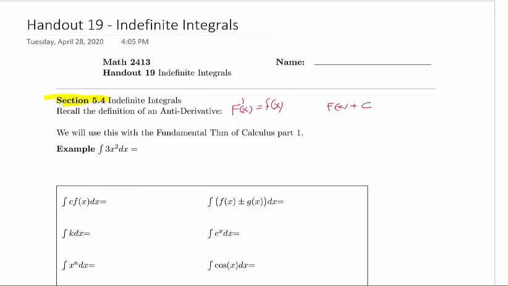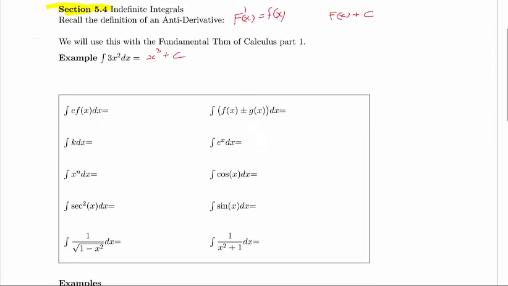Okay, and so we're going to be using the fundamental theorem of calculus part 1 to take advantage of that constant. Fundamental theorem of calculus part 1 says that this inside function here, when we take the integral of this, will in fact be the most general antiderivative, which is simply x cubed plus a constant. If you take the derivative of x cubed, you get 3x squared as per the power law. So let's go through some antiderivatives that we have in this table.